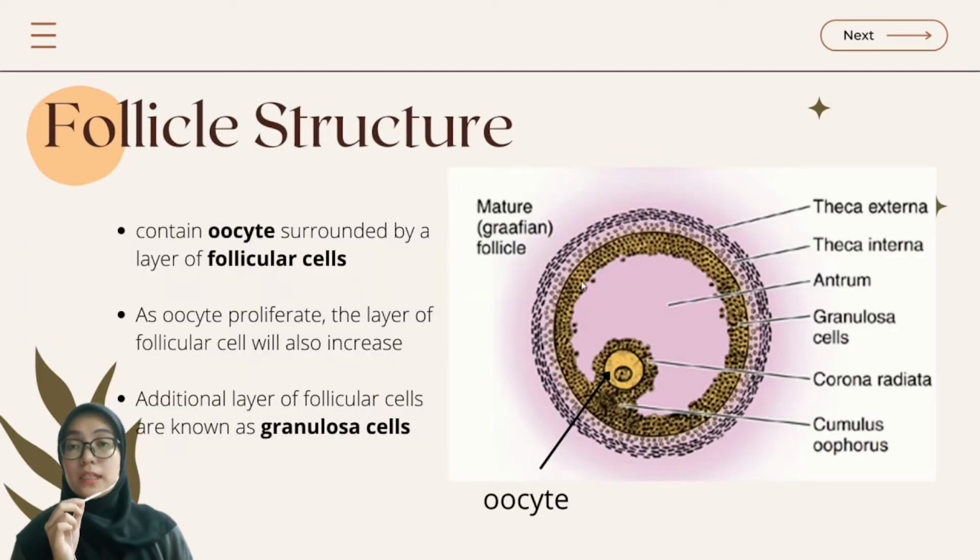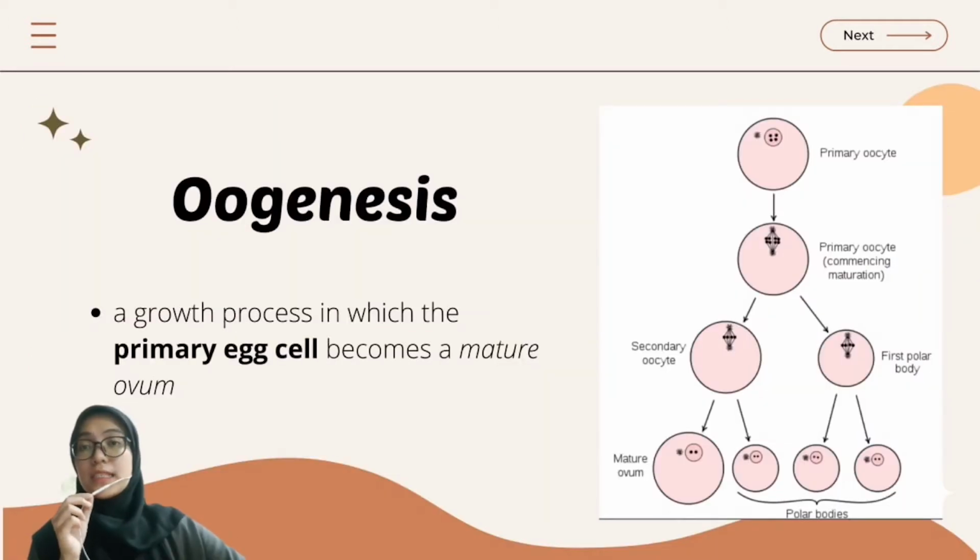Each follicle contains an oocyte surrounded by a layer of follicular cells. As the oocyte proliferates and matures, the layer of follicular cells will also increase. The additional layers of follicular cells are known as granulosa cells. Oogenesis is a growth process in which the primary egg cell becomes a mature ovum.